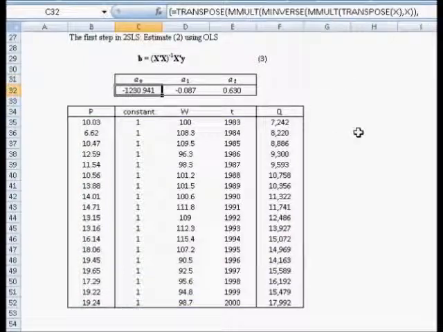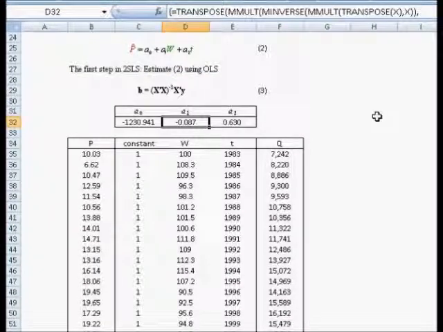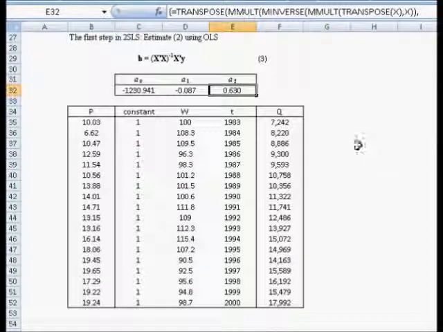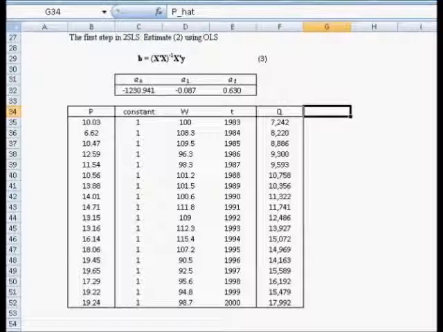This is the constant in equation 2, and this is the slope of the weather index, and this is the slope coefficient for the proxy for taste over time for carrots. So these are the reduced form estimated parameters. Next, we want to compute P hat.